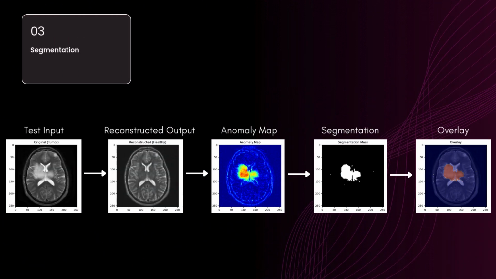Now moving on to the third phase, which is the segmentation. The segmentation process is designed to pinpoint and highlight tumor areas in medical images. It works by comparing the original tumor image with a healthy version of the image created by the diffusion model. By calculating differences between the two, the method identifies abnormal regions, that is the tumors, and creates a refined mask to clearly show where the tumor is located.